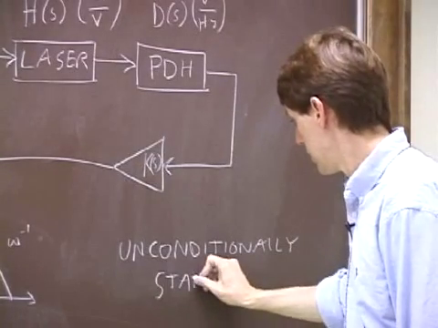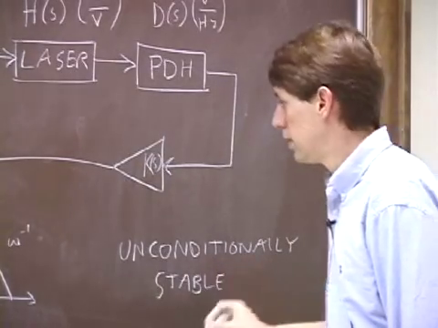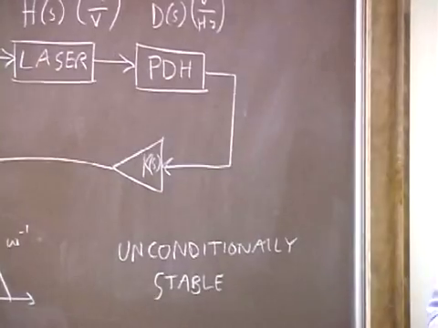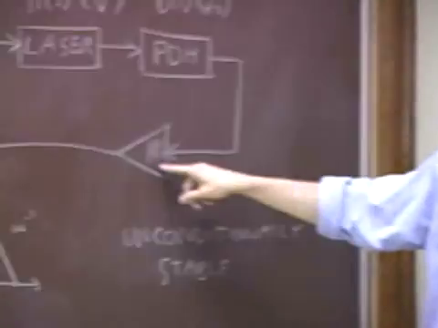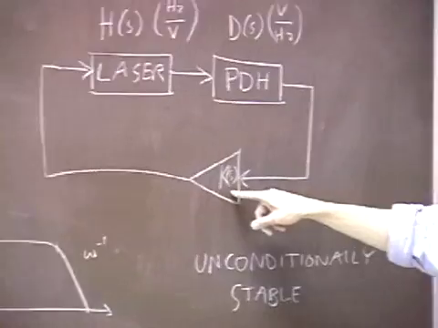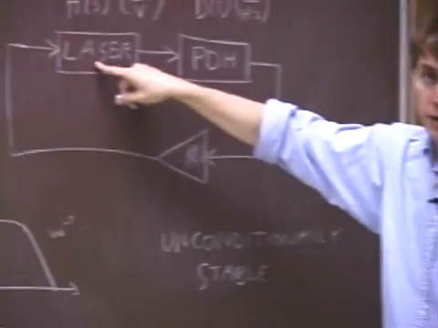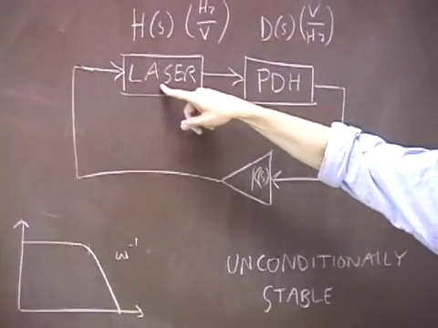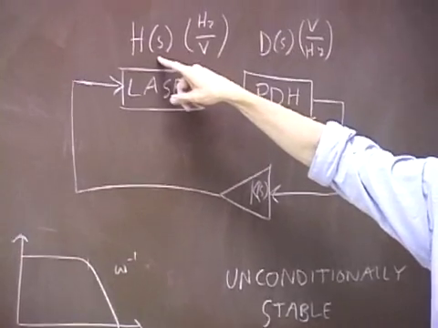You want to repeat that for the camera? Kip's pointed out that I have assumed a perfect amplifier. K is constant for all S. And I have also assumed a perfect laser, perfect PZT, where H is constant for all S.